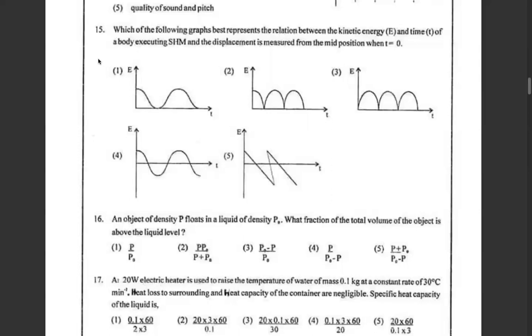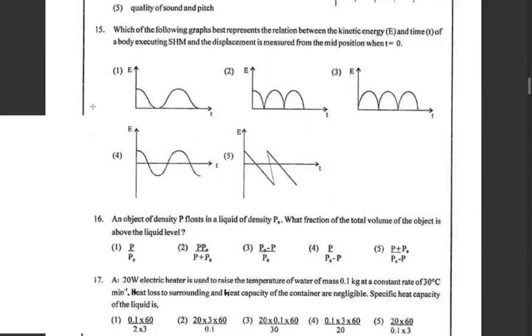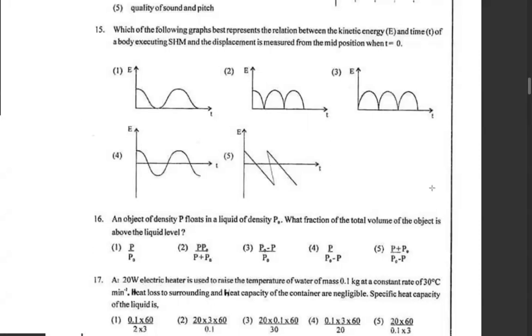Right. So next one: which of the following best represents the variation between kinetic energy and time of a body performing simple harmonic motion?